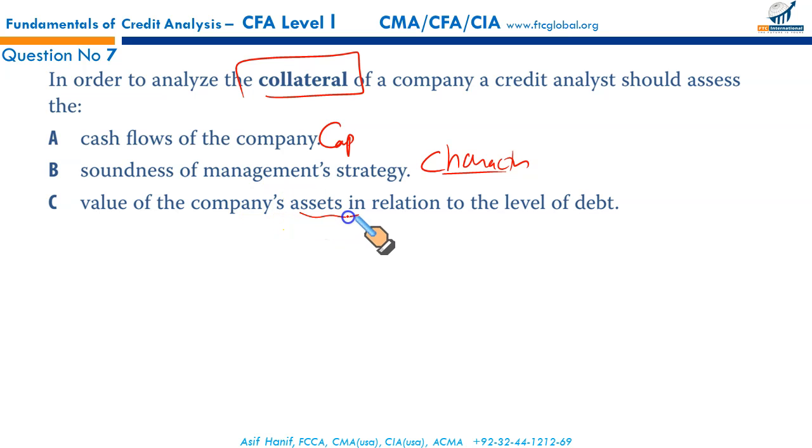Value of the company's assets in relation to the level of debt. Perfect, that's collateral. That's the value of the company's assets in relation to the level of debt. It is important to assess the collateral of the company, that is the quality and value of the assets that support the debt levels of the company.